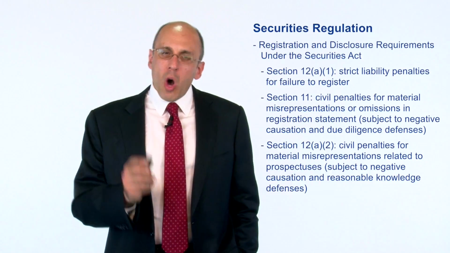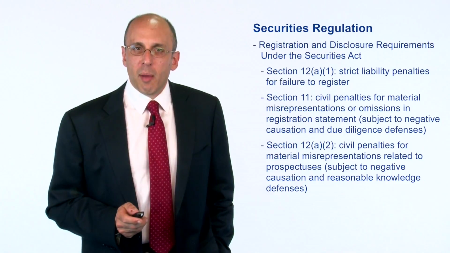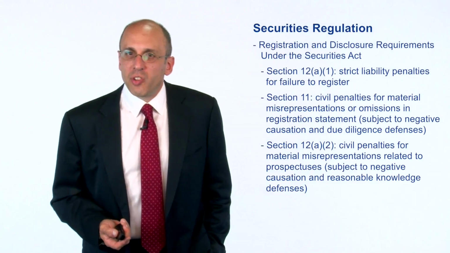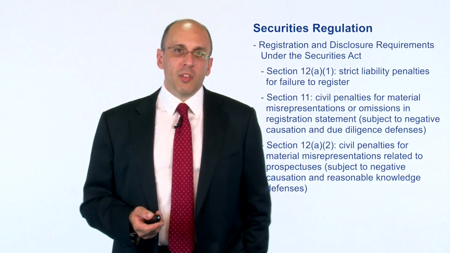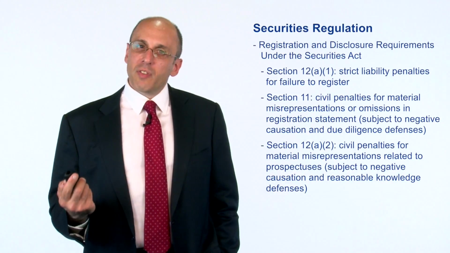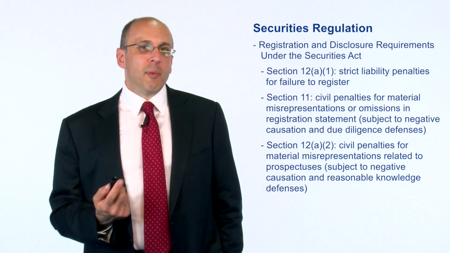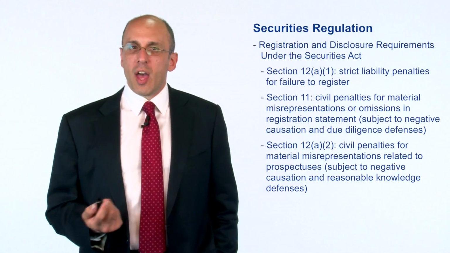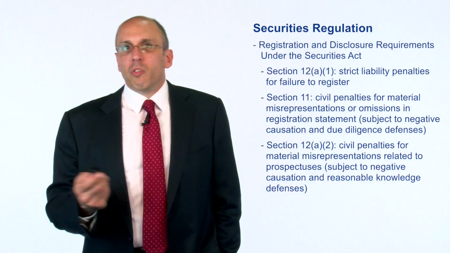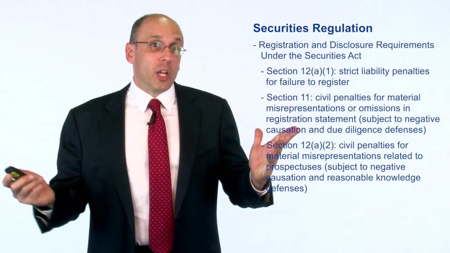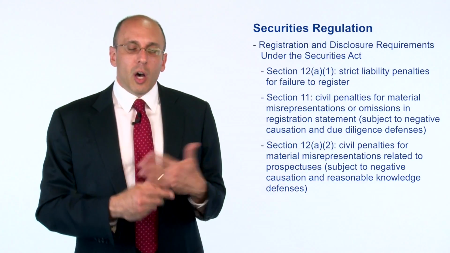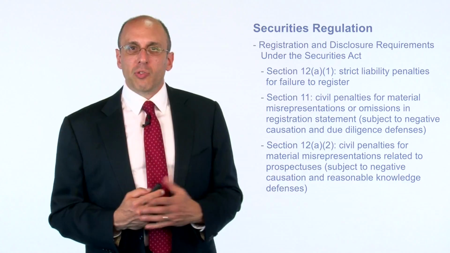Now, there is one way that the issuer can avoid liability, and that is if she can show negative causation, which means demonstrating that whatever damages the plaintiff has, those damages were caused by something other than the misrepresentation or the omission, such as, for example, general market conditions. The stock market went down. It had nothing to do with this thing that was misrepresented, that sort of thing.